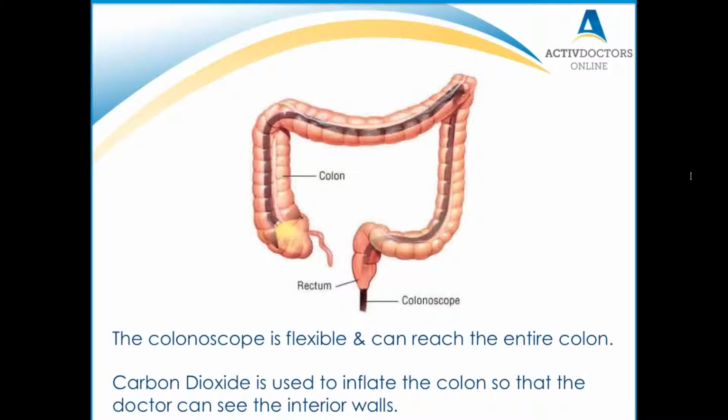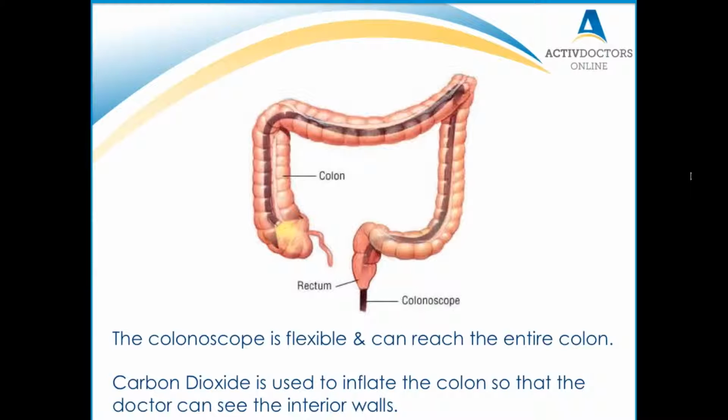So the colonoscope is a flexible instrument. Using the controls, it can wind around all the way through your colon and get all the way up the descending colon on the left, across the transverse colon, and then down the ascending colon over to near where your appendix is.